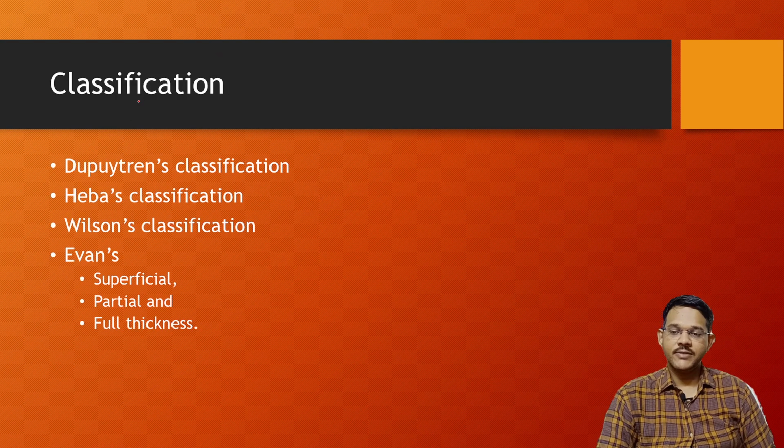Then coming to the classification of burns. This is a classification based on the degree, or how much damage it causes to the skin and body. Different forms of classification are present, like Dupuytren's classification, Hebra's classification, Wilson's classification, and Evans classification, which divides the burns into superficial, partial, and full thickness burns.